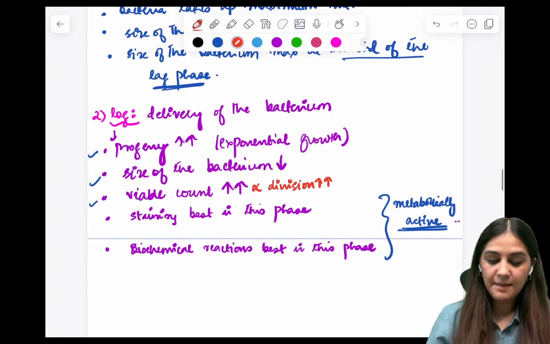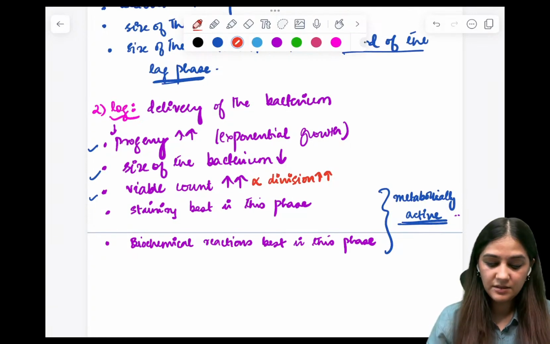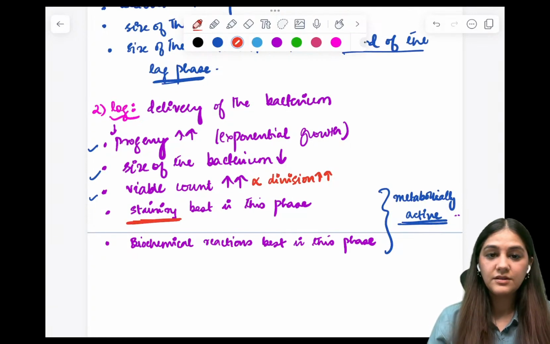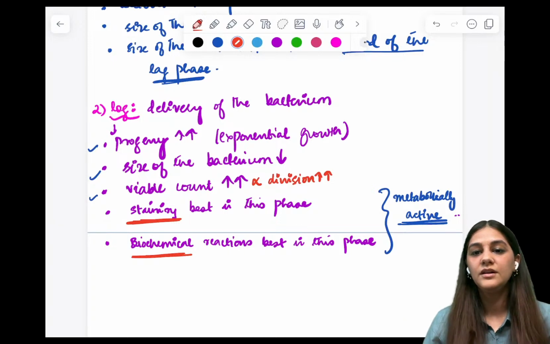And here what is happening? It is metabolically active. So what is going to happen here? The staining is going to be best here, and the biochemical reaction. So whenever we want to do any kind of staining or biochemical reactions, we do it in the log phase of the bacterium, right?